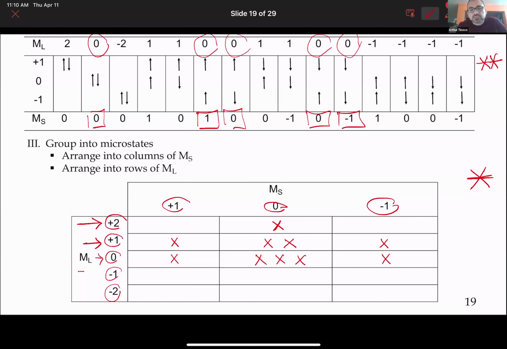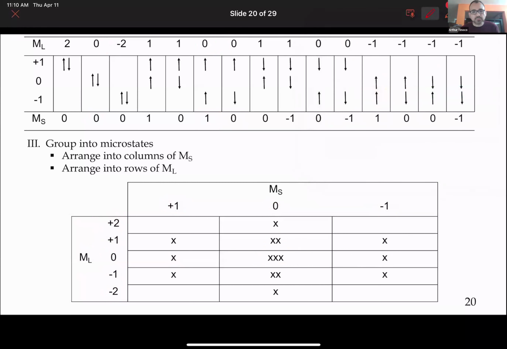Okay. So before you get bored with me, we're going to flash forward. With all that information, what do we have? Well, we end up with this. And actually, it's symmetrical, and it's supposed to be. So we've grouped up our microstates into columns of m sub s and rows of m sub l.